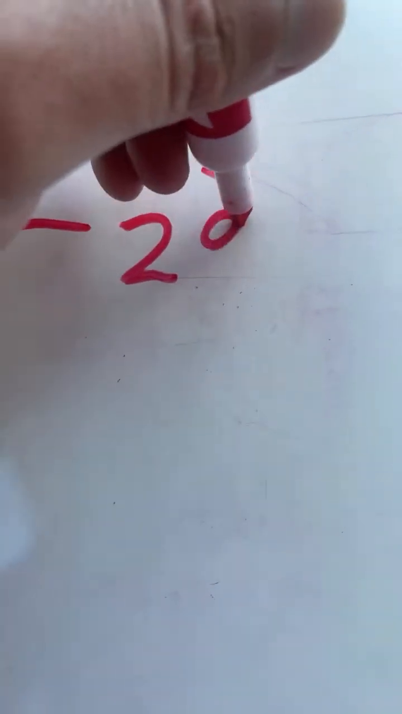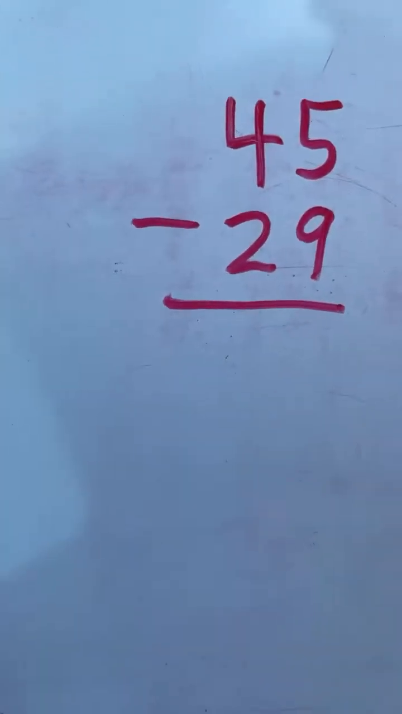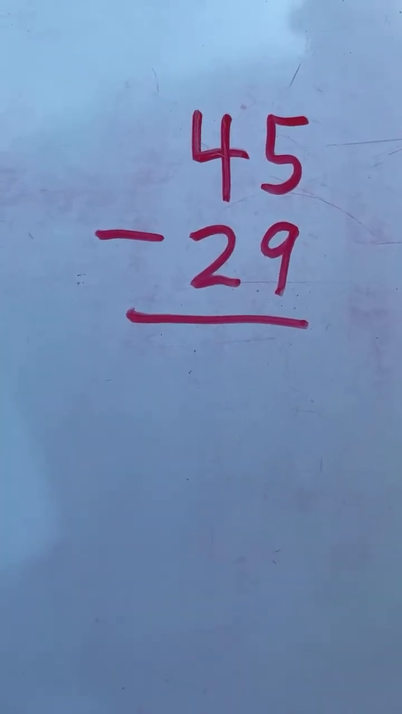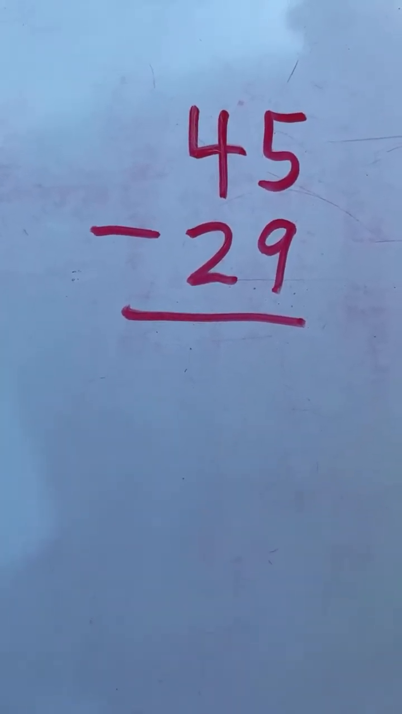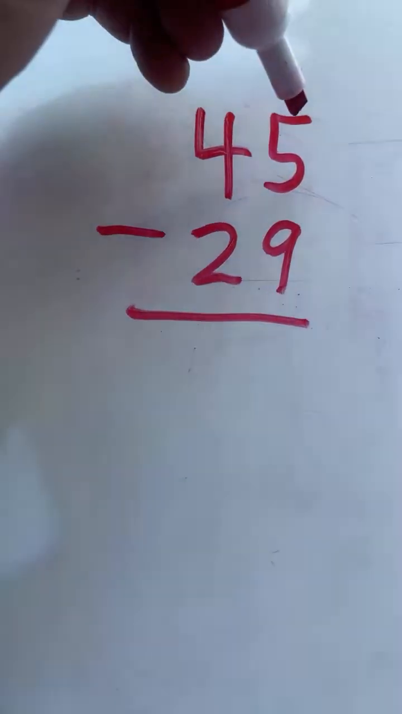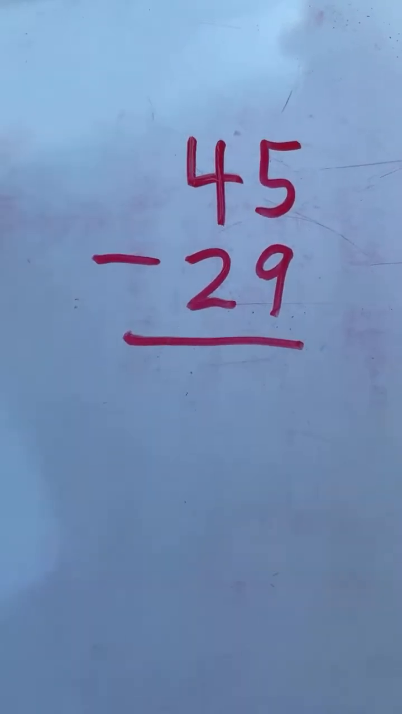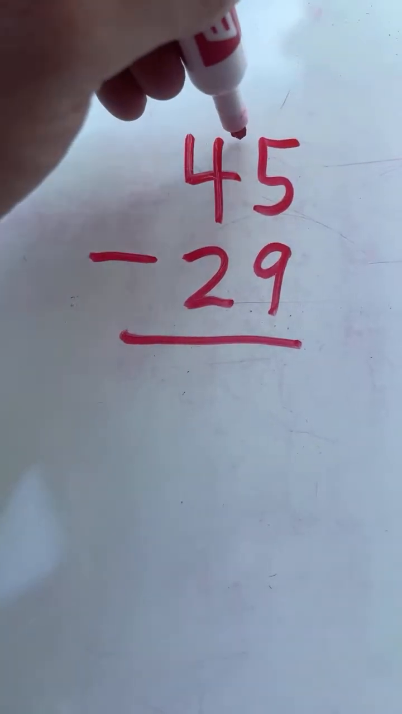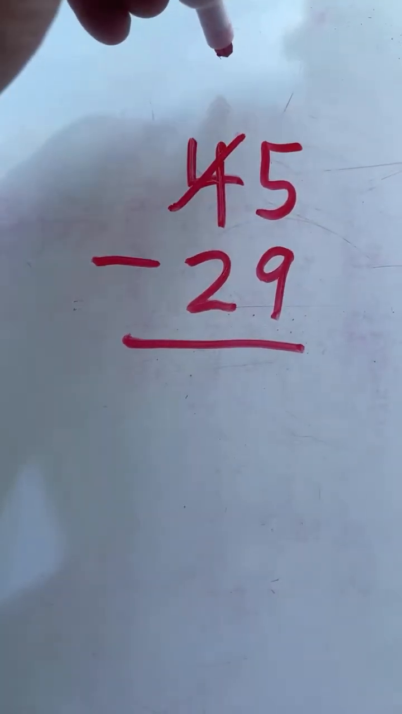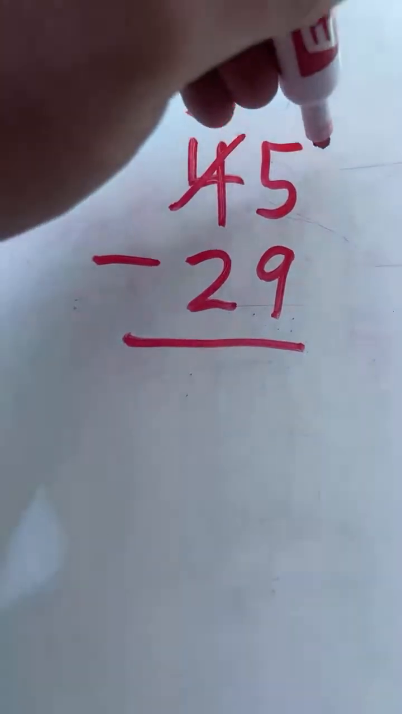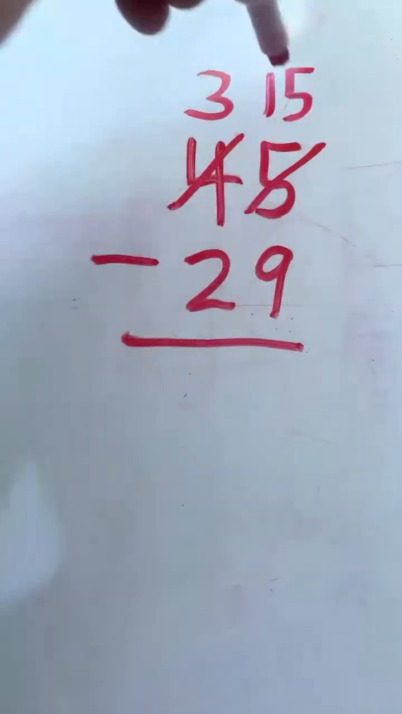All right, next example problem. 45 minus 29. All right, so we start out seeing if regrouping is needed, and it is, because you cannot start out with 5 and take away 9. So we regroup by taking a 10 from the tens place and adding it to the ones place. So the 4 becomes a 3, and the 5 becomes a 15.